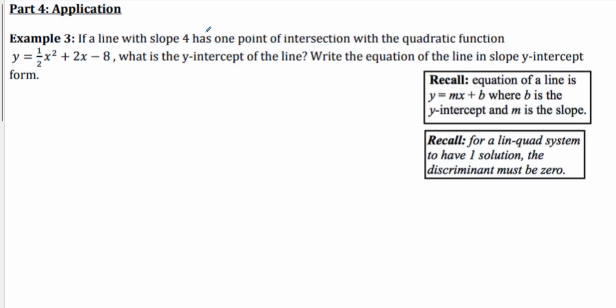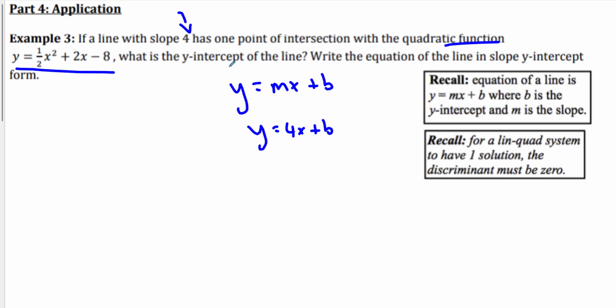All right, we got a line with a slope of 4. What does that mean? Remember, if it's a line, we know the equation has to be y equals mx plus b. Remember from grade 9. And since the slope is 4, we know it's going to be y equals 4x plus b. A line with a slope of 4 has one point of intersection with the quadratic function, this guy here. What is the y-intercept of the line?